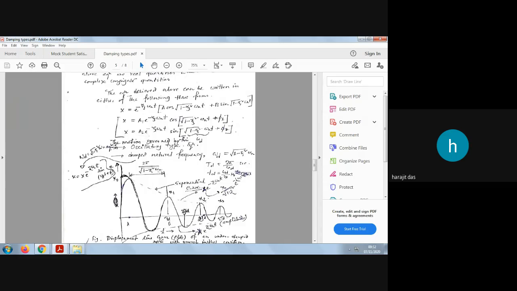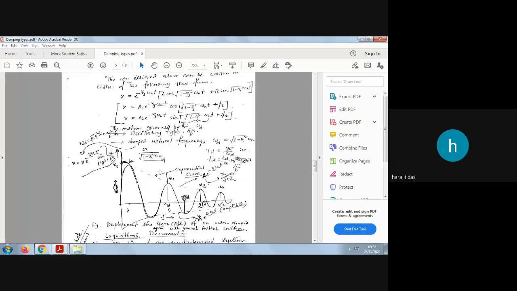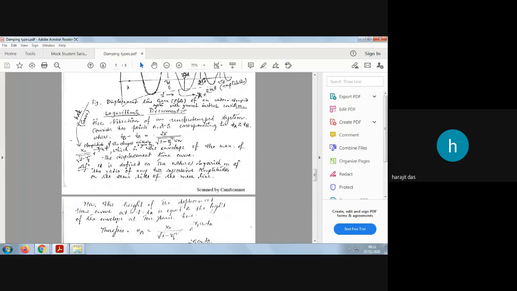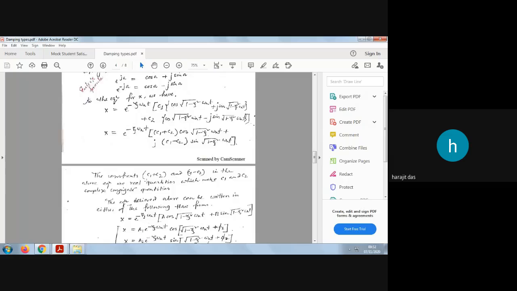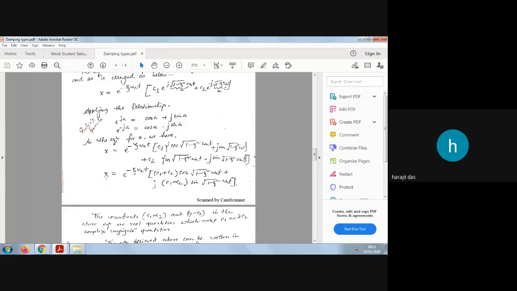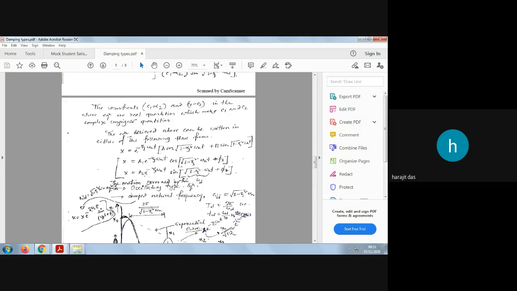Okay, so actually one homework I gave you in the last class, that you need to solve, because in the last class we only found out this expression for x. We didn't solve for c1 and c2, isn't it? So again you need to differentiate it with respect to t, then you will get x dot, the velocity. Then you need to put in the initial conditions, and finally you will get an equivalent expression of this kind.